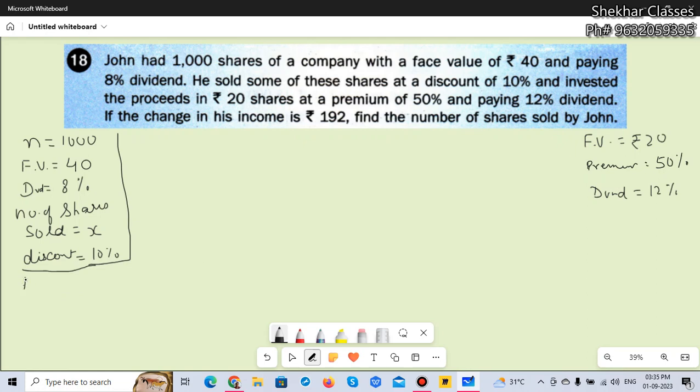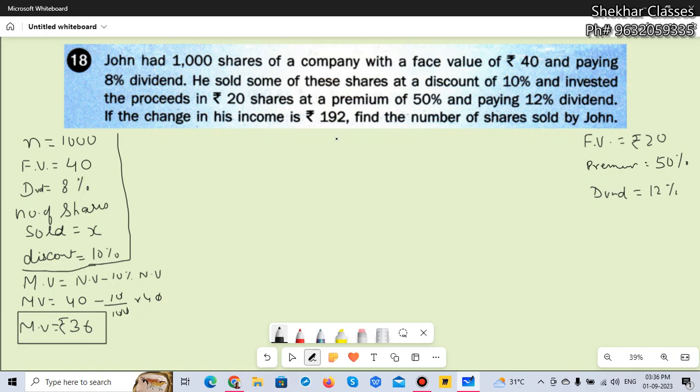So the market value here will be equal to the original, which is 40, the nominal value or face value, minus 10% of the nominal value. So the market value will be 40 minus 10% of 40. So the market value of this share is 36 rupees.